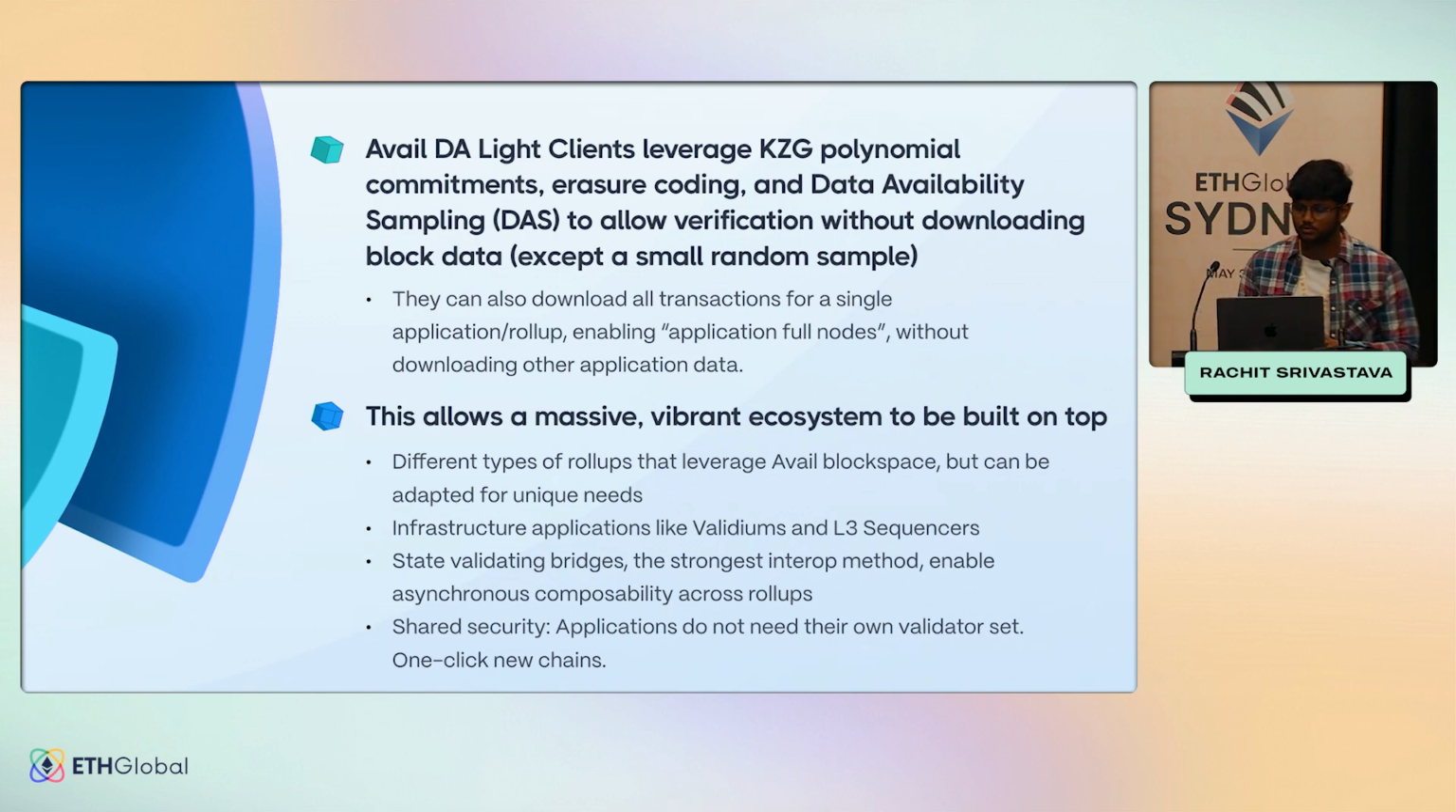Since, as I mentioned before, we use erasure coding to secure our data, and then KZG polynomial commitments to commit to the whole data, we can do something called data availability sampling, which is essentially opening the commitments at multiple points and having a good probabilistic guarantee that your data is secure, in order and complete. We have a vibrant ecosystem in general. You can build validiums on top of us, you can build state-validating bridges, you can have shared security. All of these are possible now with the technology that we have developed.